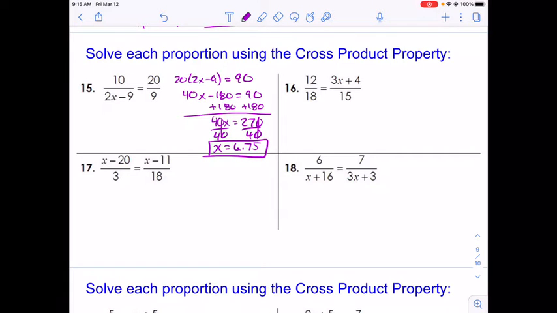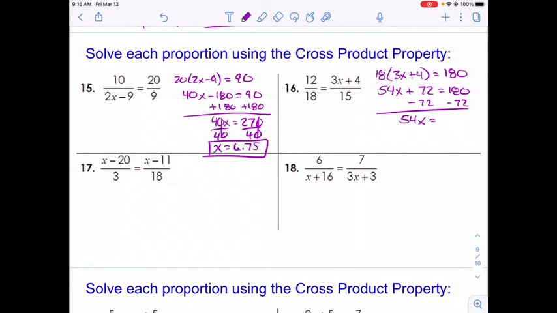All right, let's look at the next one here. We've got 18 times 3x plus 4 equal to 12 times 15, which is going to give us 180. Distribute the 18 through, that's going to give us 54x. That's going to give us 72. Subtract 72. 54x is equal to 108, which after we divide by 54, that's going to give us that x is equal to 2.